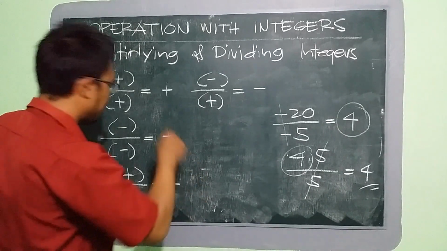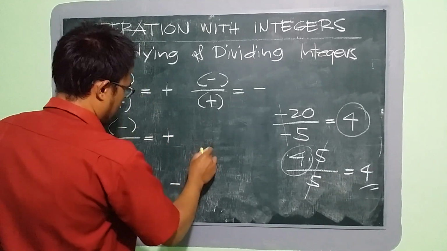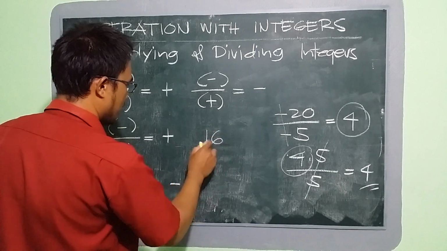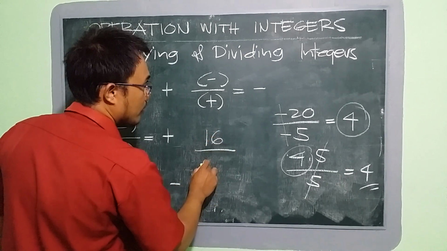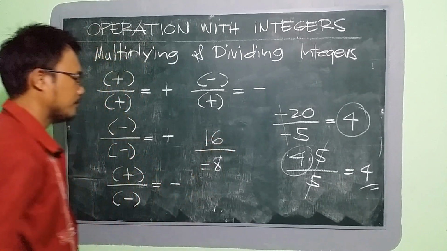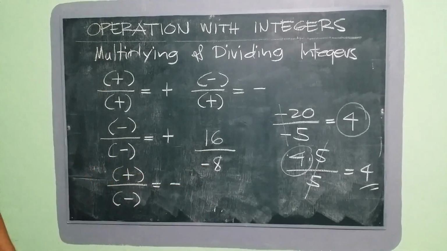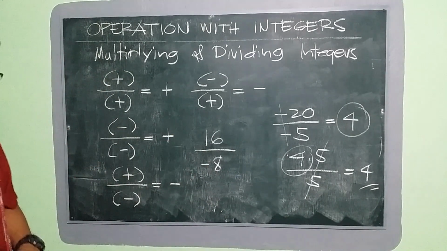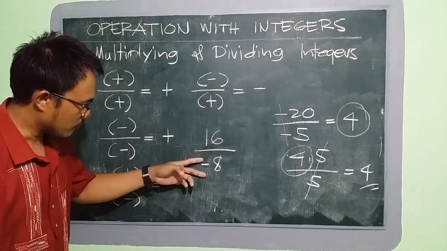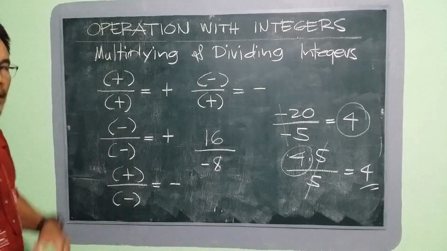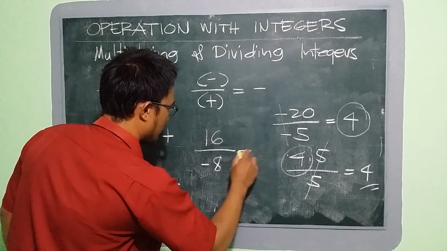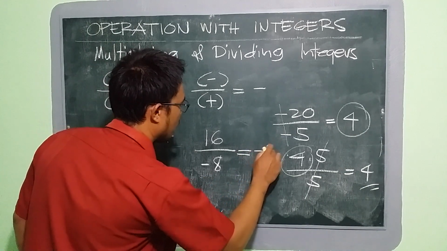Another example. We have 16 divided by negative 8. Since we have different sign numbers, positive 16 and negative 8, the result will be negative. So 16 divided by 8 is negative 2.